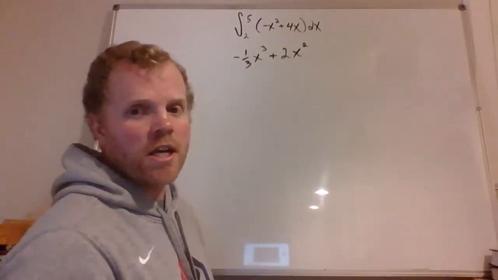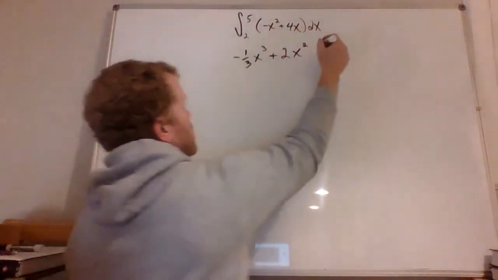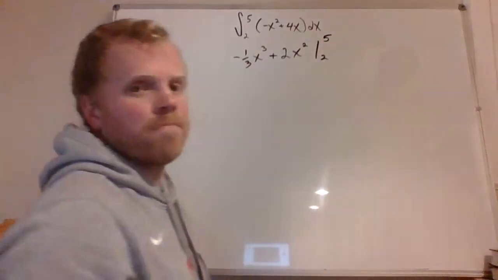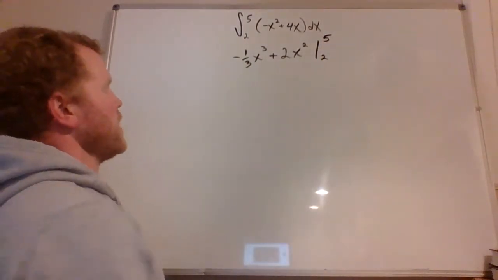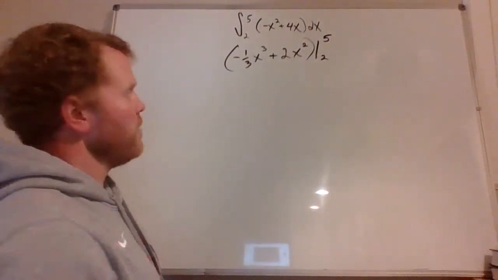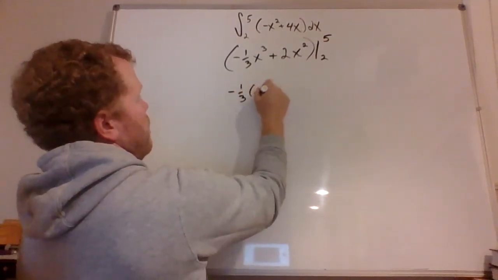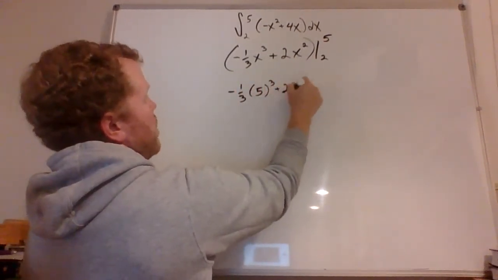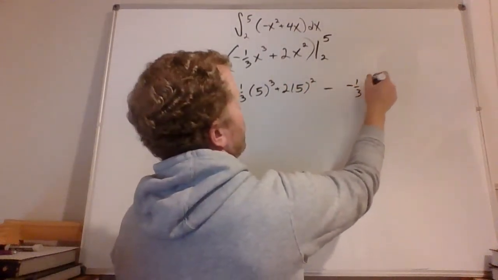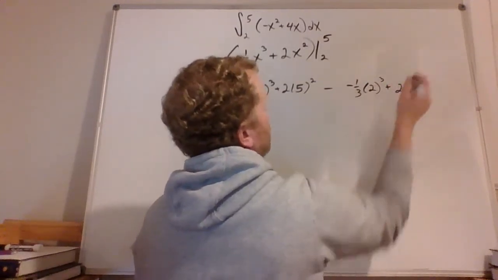Now, notationally, the way we say we're going to plug in 5 and plug in 2 and subtract the two numbers is to put a big giant bar here, put a 5 on the top, and a 2 on the bottom. So next, I just want to plug in 5, and I want to plug in 2, and I subtract the result. So this should be negative 1/3 of 5 cubed plus 2 times 5 squared minus negative 1/3 of 2 cubed plus 2 times 2 squared.